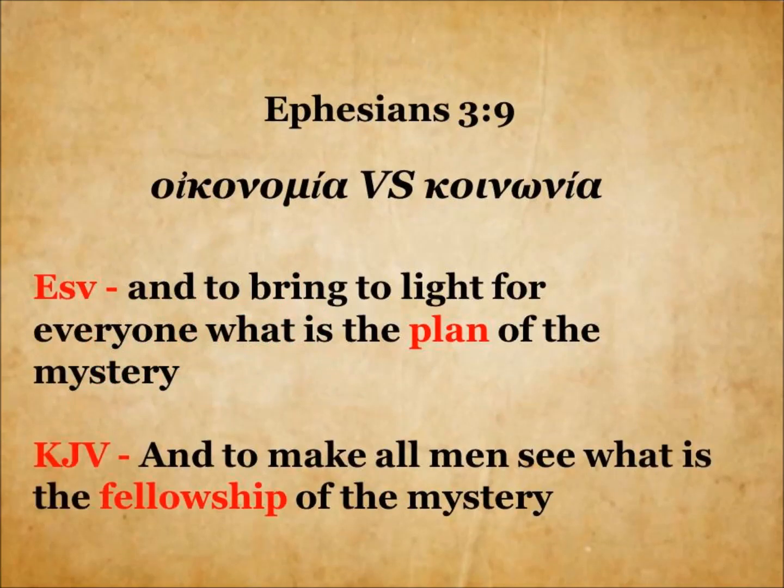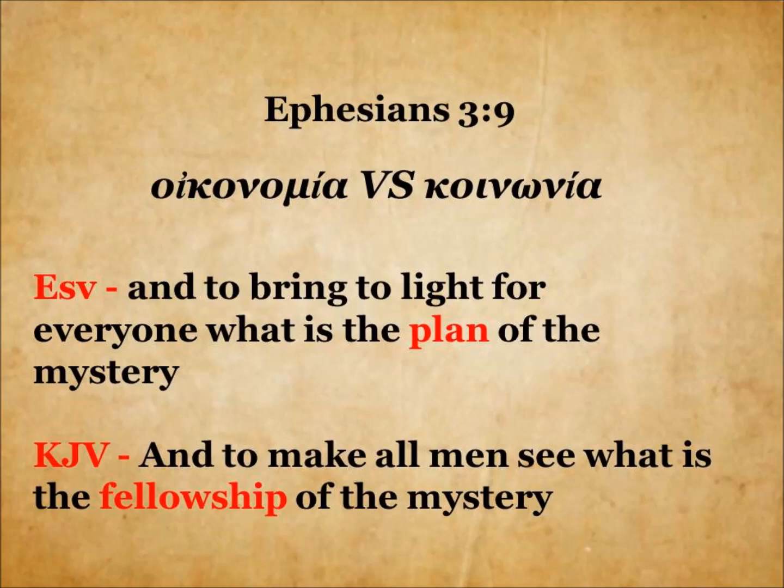And this leads us to the last variant that I would like to look at today. And there are more. These are just examples. These are some of the most egregious ones. Ephesians 3:9, you have oikonomia versus koinonia. The King James Version reads, "To make all men see what is the fellowship of the mystery." The ESV reads, "And to bring to light for everyone what is the plan of the mystery." So you have plan versus fellowship. Fellowship is koinonia.